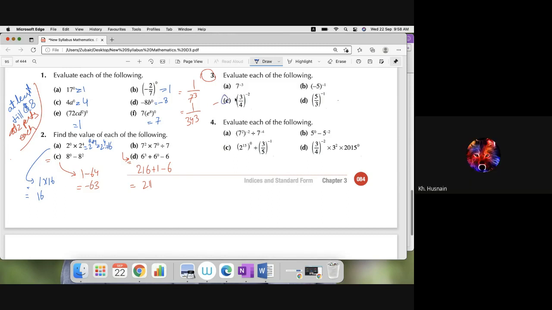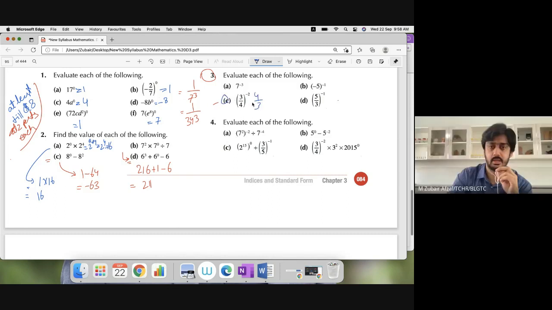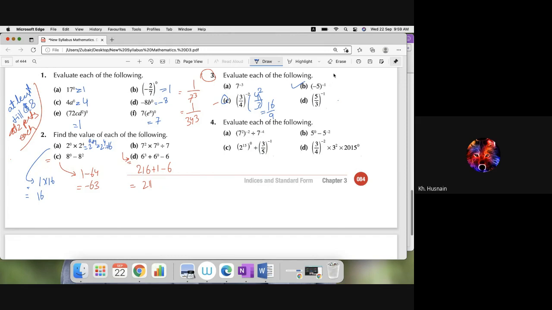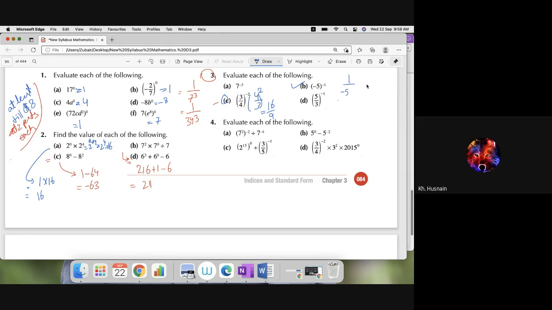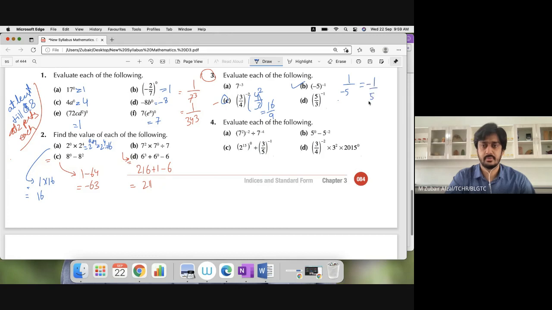Sir, 4 by 3 and the power 2. So this becomes 16 by 9. What about B part? Sir, 1 by 5 minus 5. Minus 1 over 5. And you can also write it as minus 1 over 5.